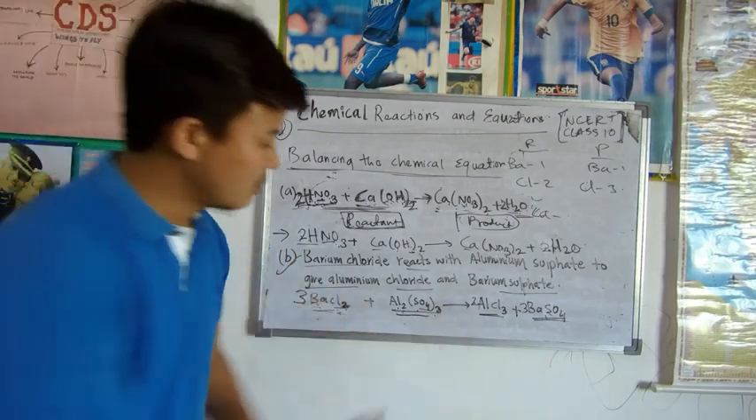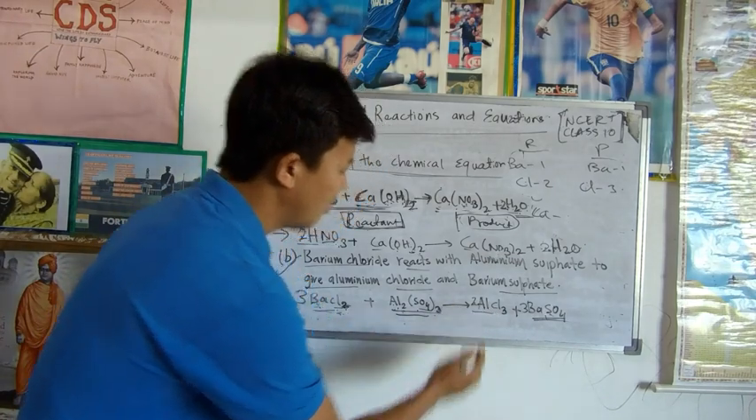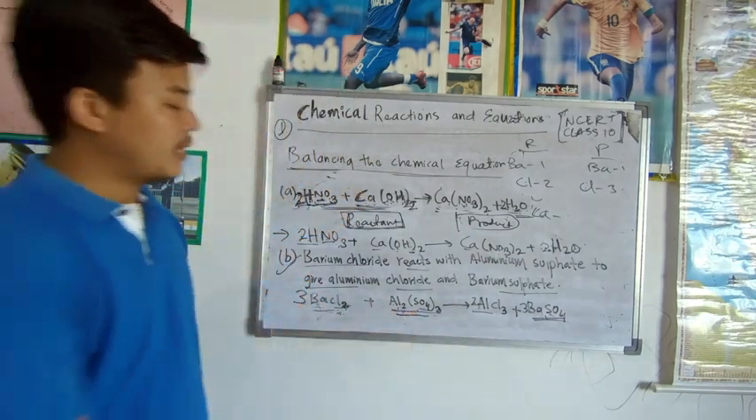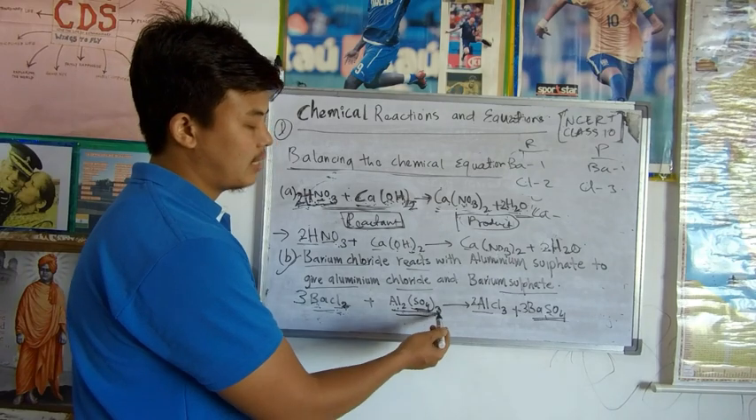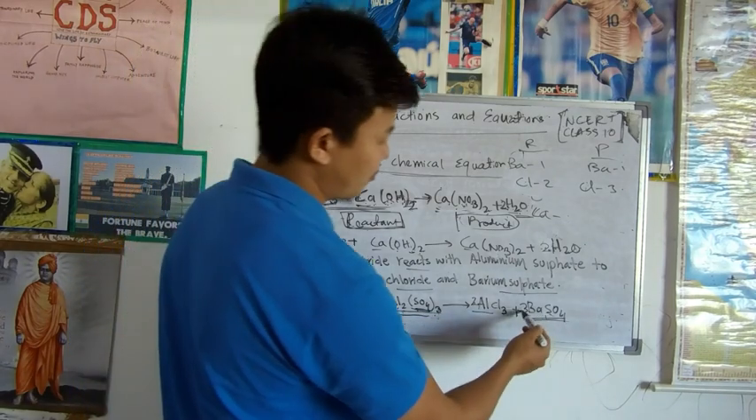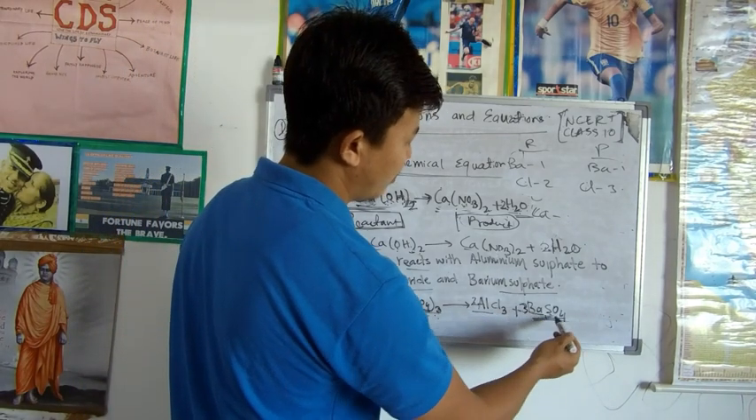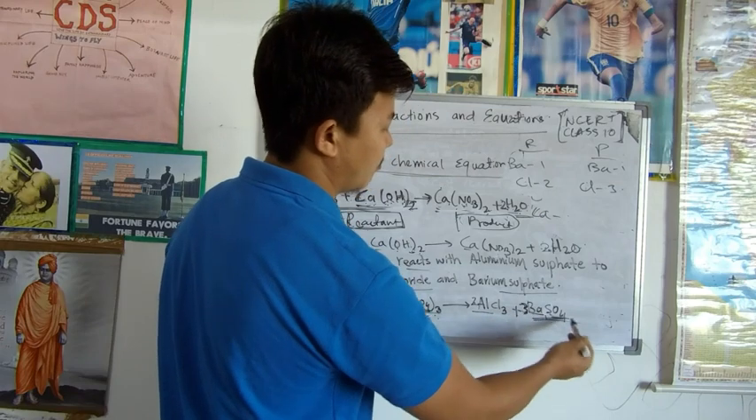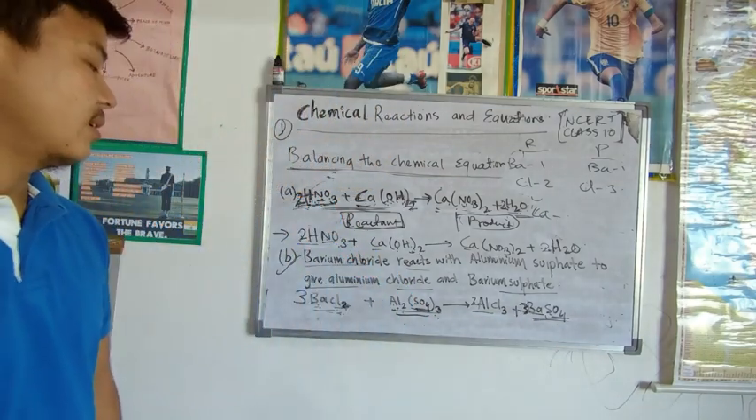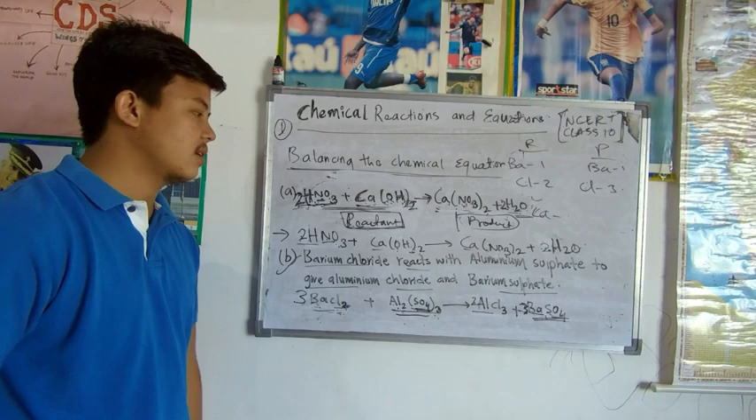Aluminum 2, yes, aluminum is already 2 here. And sulfate, how much did we get? We got SO4, that is the sulfate, 3. So 3 SO4, this 3 is for this one and this one. So this is a balanced chemical equation. This is how we balance chemical equations.